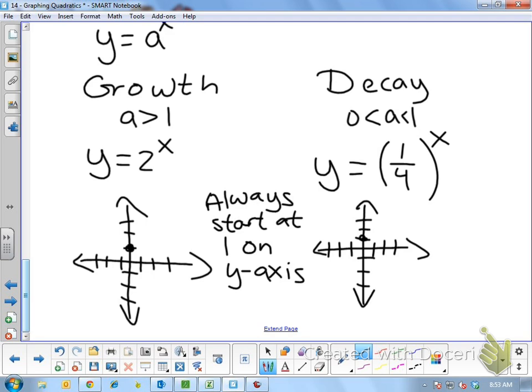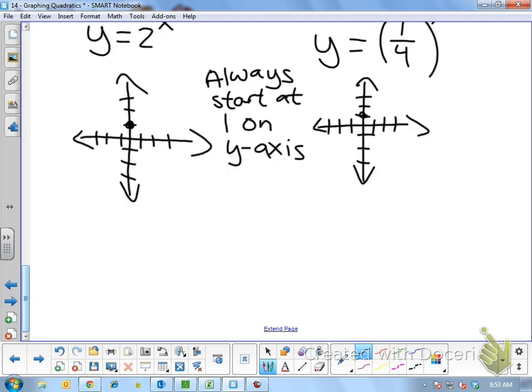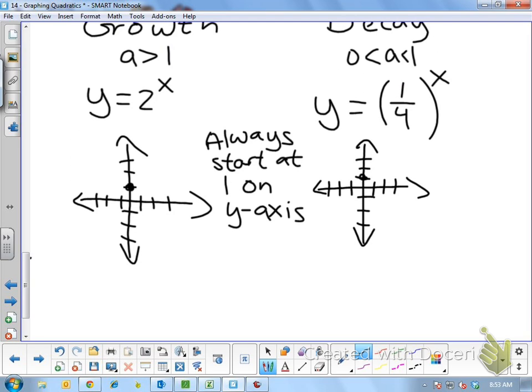But growth is getting big really fast, and decay is getting small really quickly. So growth, we're going to start low. We never go below the x-axis, so we follow along until we hit the dot. Then we go up really fast. Decay, we come down really fast, so we start high, go low, and go along. And those are just some review of functions you should have already seen.